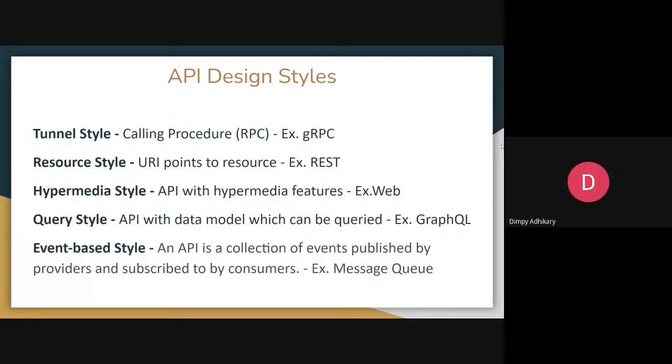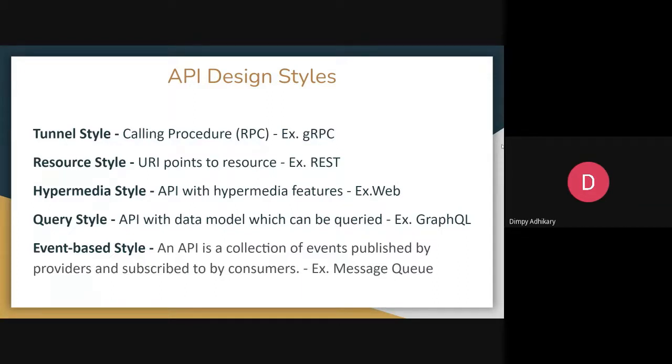There are basically 5 typical API design styles. When we create our applications, we can actually select any of these styles while designing the APIs. So the first one is actually called tunnel style. It is nothing but a remote procedure call.